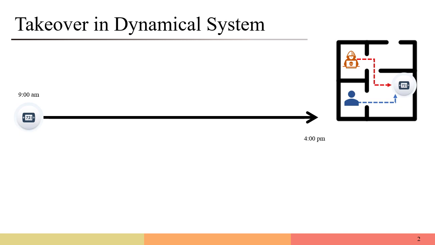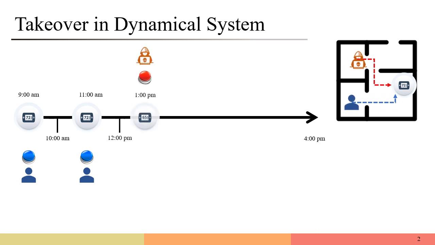I will first begin by demonstrating what exactly a takeover means in a dynamical system. Imagine an office space shared between you and your colleague acting as an adversary. Now you come to the office at 9 a.m. and set the thermostat temperature to some desired value. At 10 a.m. you continue to do your work. At 11 a.m. you go and check the thermostat temperature.